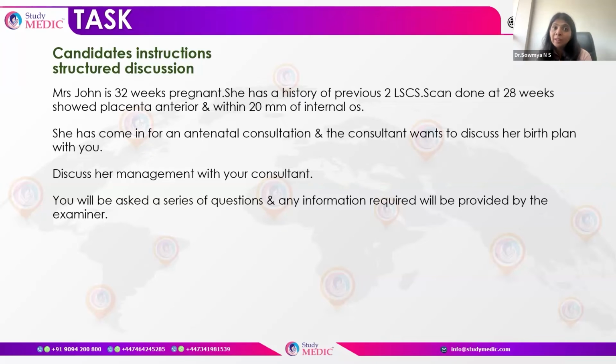Okay, so any particular post-op management you would think of? For example, if this woman goes for cesarean hysterectomy, any particular post-op management you would want to highlight?